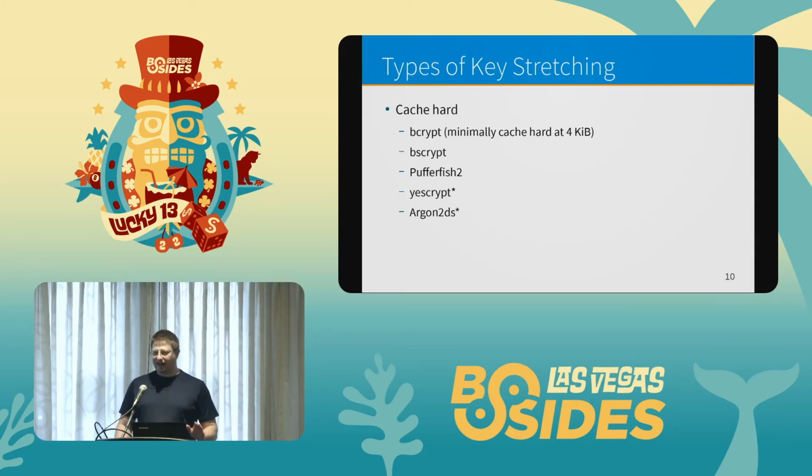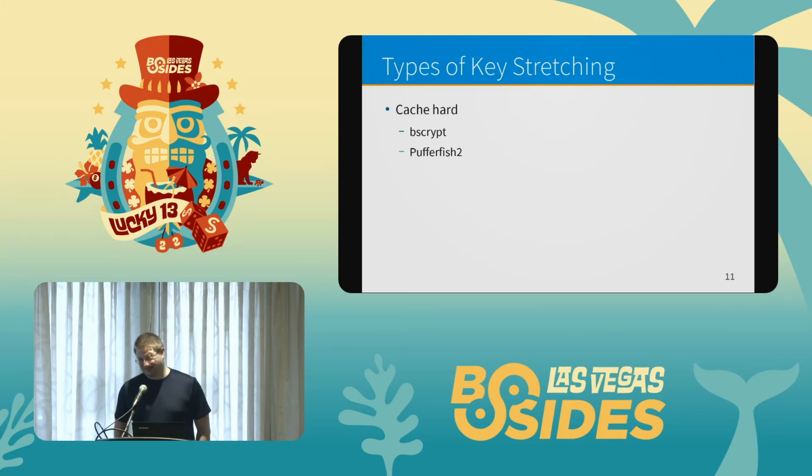You probably haven't heard of Argon2DS if you've heard of Argon2, because this was actually created after the password hashing competition ended. I even keep forgetting about it. So we're basically just going to be talking about bcrypt and Pufferfish2.